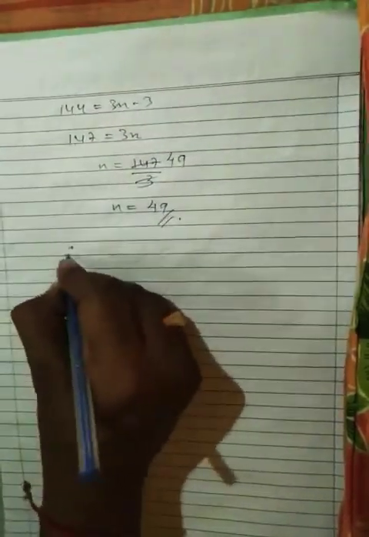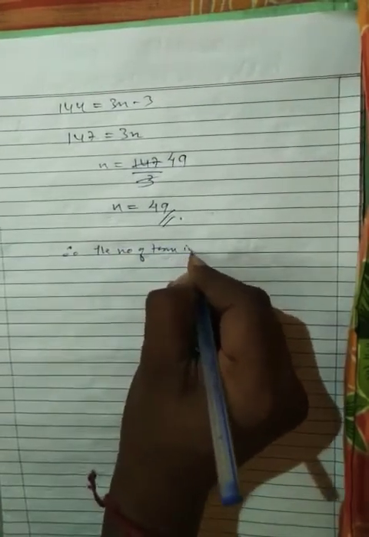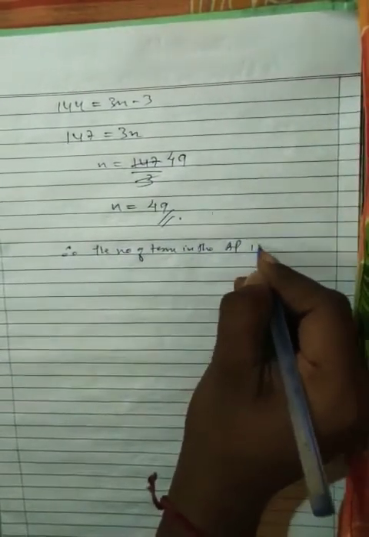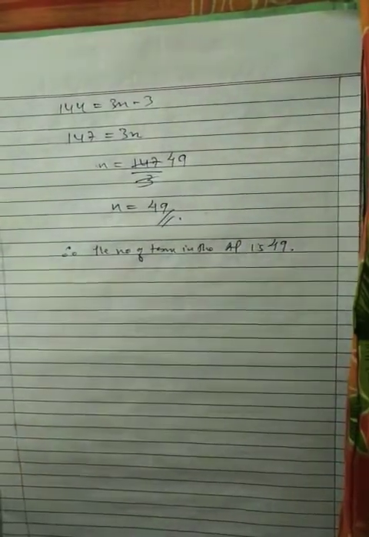Therefore the number of terms in the AP is 49. Clear? This is how we calculate n in an AP series. Clear?